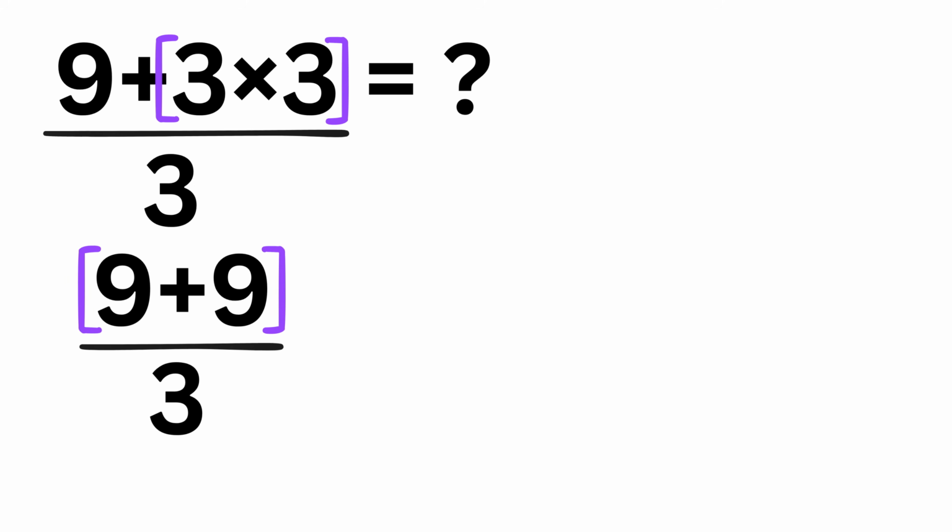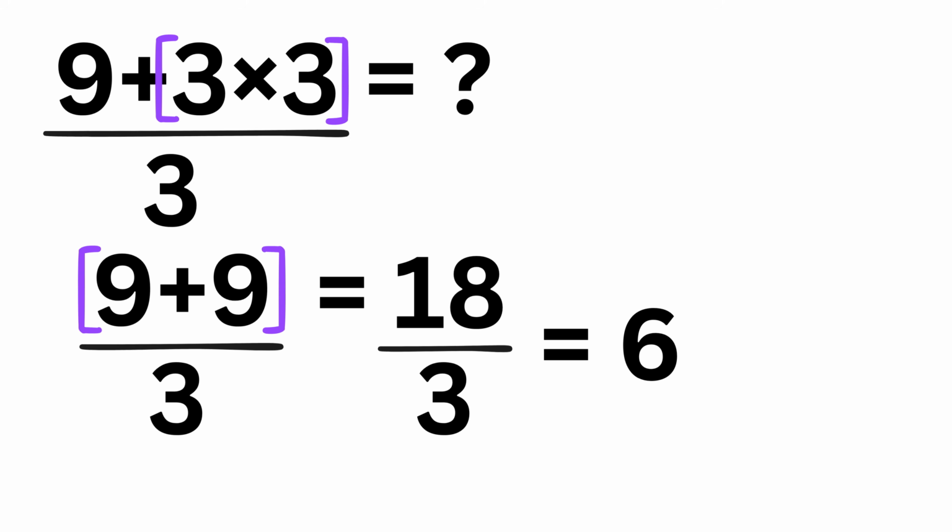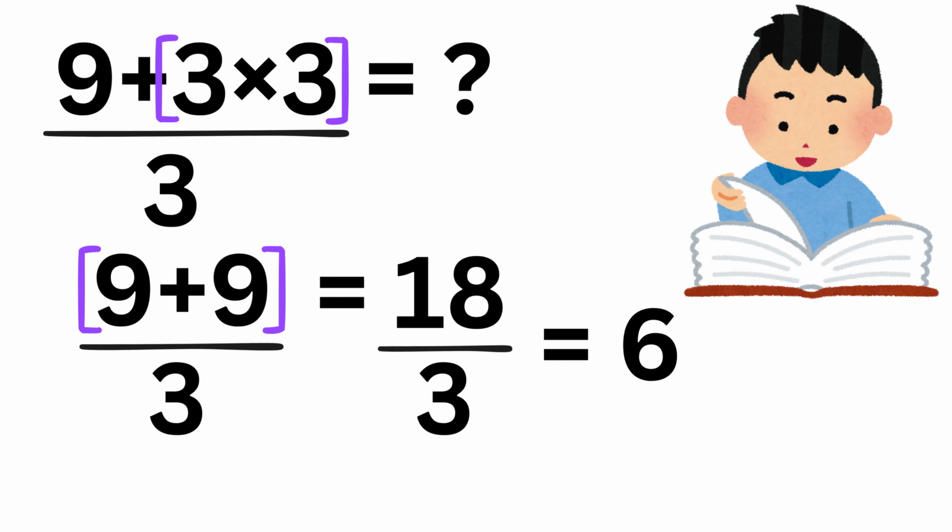9 plus 9 gives us 18. Finally, 18 over 3 gives us 6. And this is our final answer to this problem. The correct answer is 6.